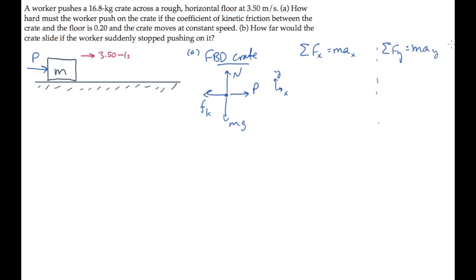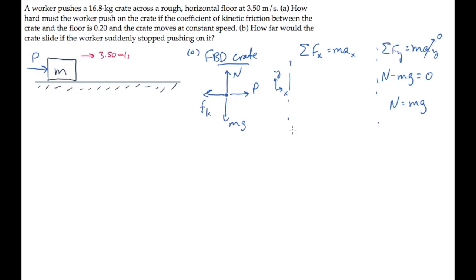We read the sum of the forces from the free body diagram. Normal force is in the positive y direction, minus the weight. And the crate has no acceleration in the y direction. It's moving horizontally, so a_y is 0. And we find that in this case the normal force equals mg.